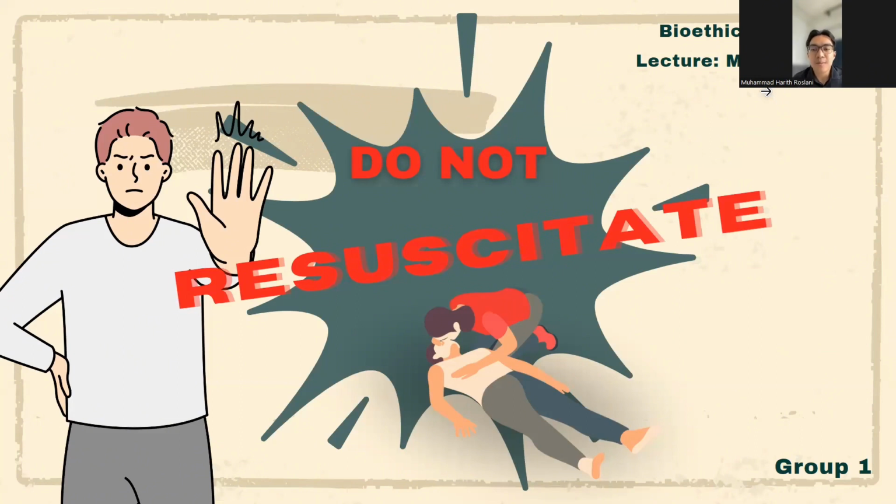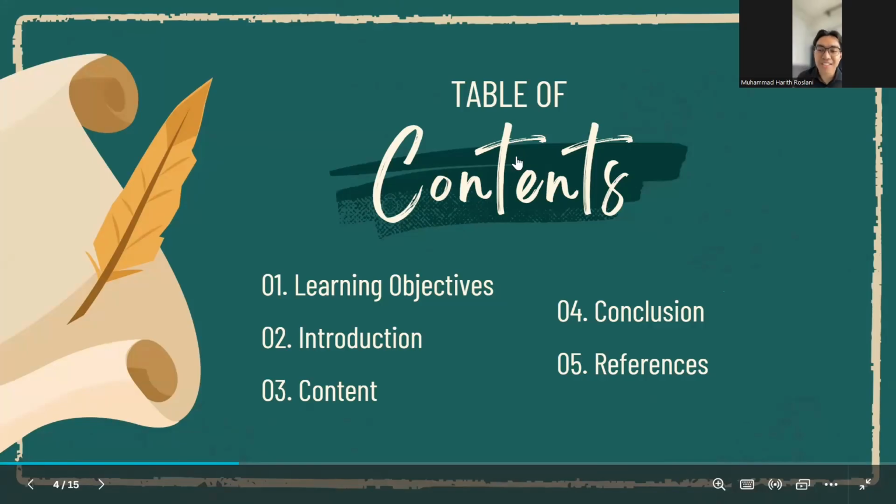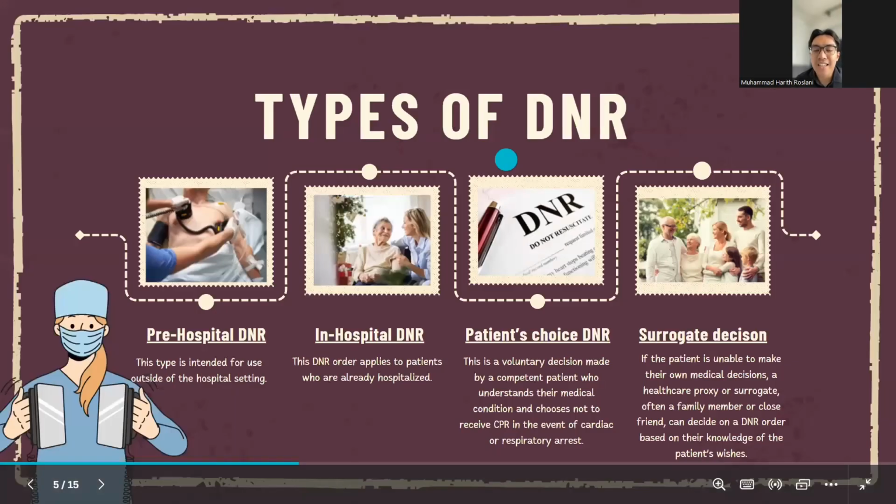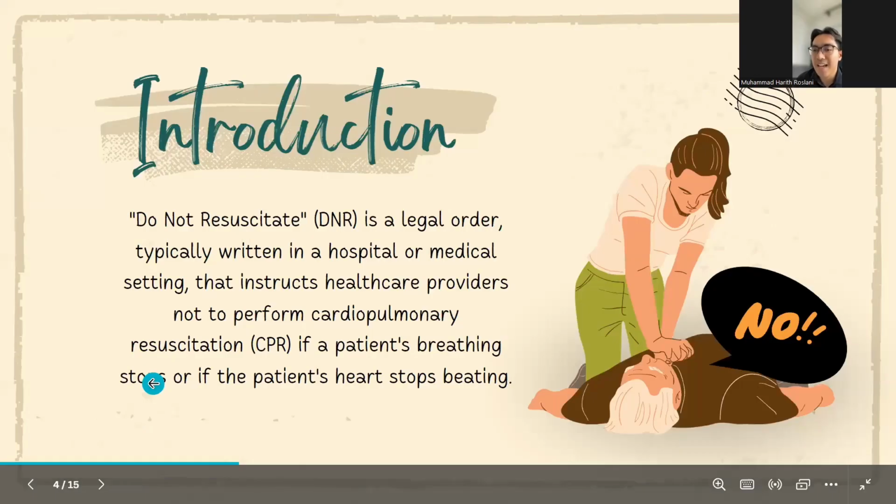We will present about Do Not Resuscitate, the DNR. Our group members are me, Harith, Syamimi, Farah, and Joseph. Next, the table of contents. I will explain the introduction, and the rest will be explained by the other members.